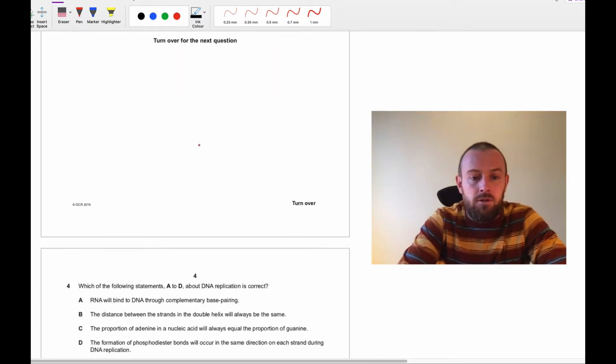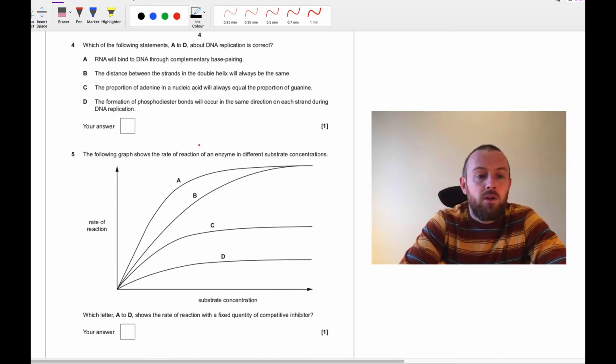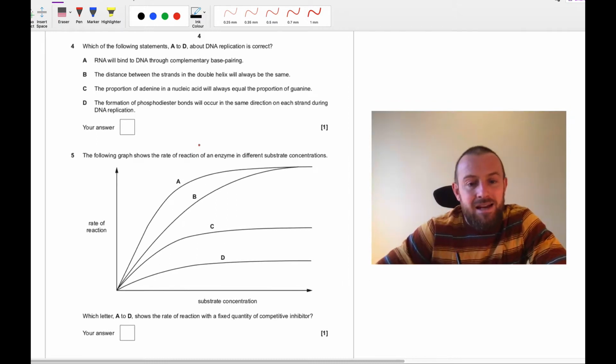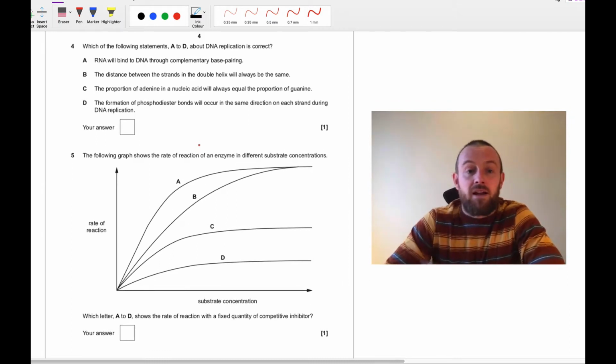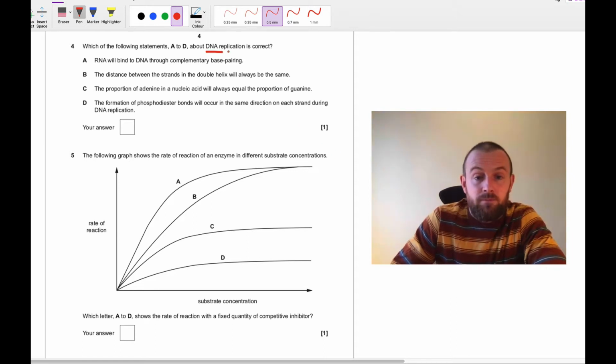Moving on. Question 4. Which of the following statements, A to D, about DNA replication is correct? DNA replication. DNA into more DNA. RNA will bind to DNA through complementary base pairing. Now, this is talking about transcription.